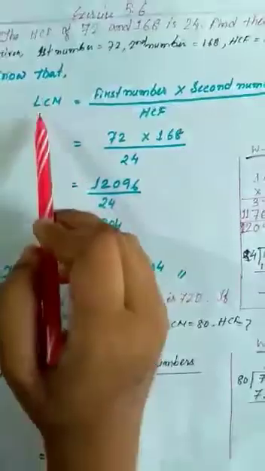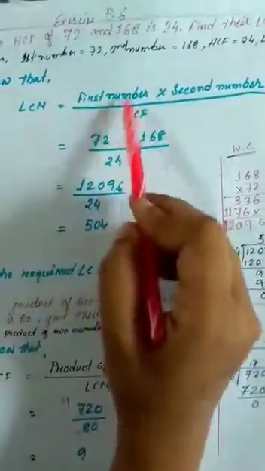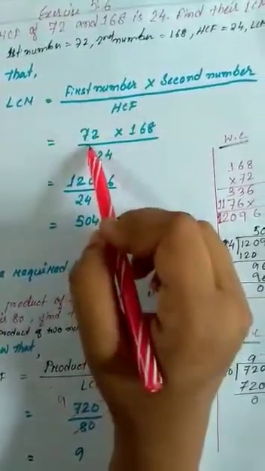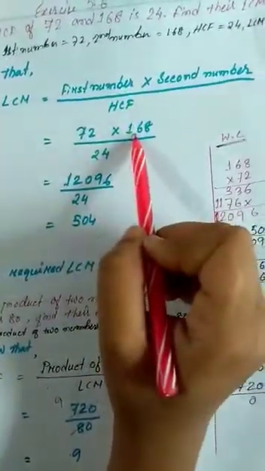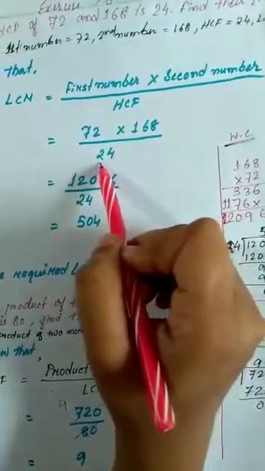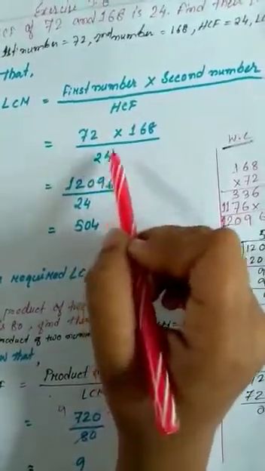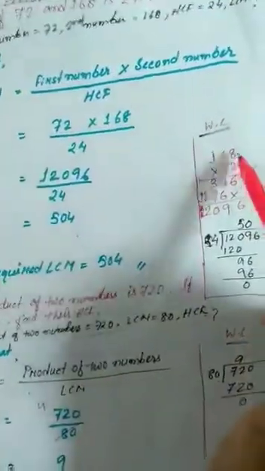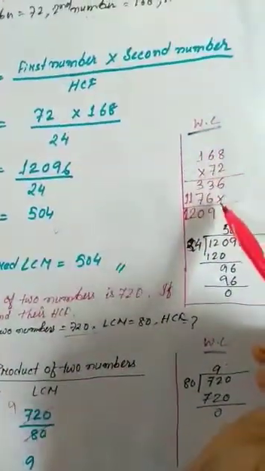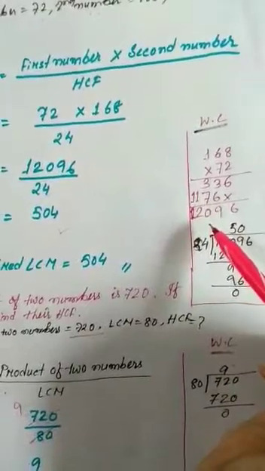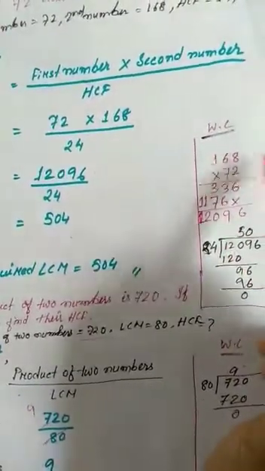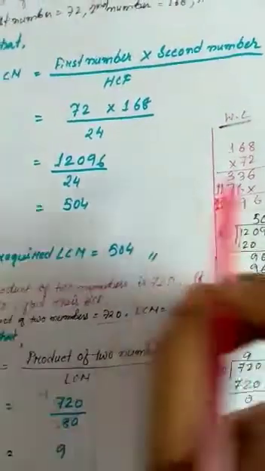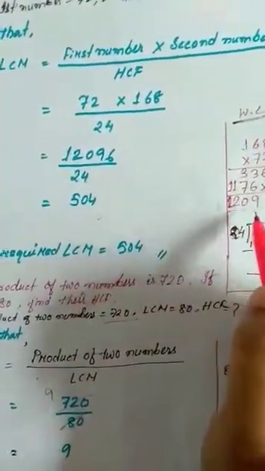Now we know the formula: LCM is equal to first number into second number divided by HCF. So you put the values here: 72 and 168, divided by 24. You can reduce the values first and then do the work, or you can multiply both numbers. I have shown the multiplication here. The multiplication and division are known to you, so I'm not going to explain this. After multiplying I got this result, 12,096, which I have written here.